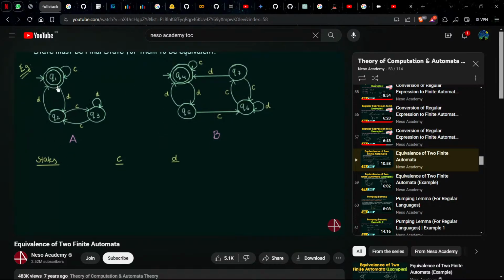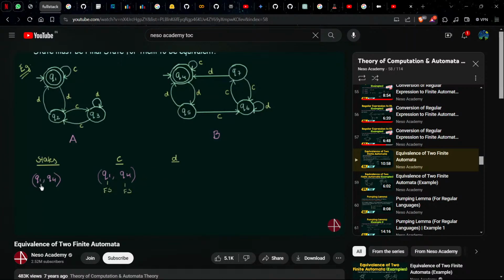For that we have to make pairs of states. So let's make the first pair as Q1 and Q4, since they are the initial states. Let me make a pair like Q1, Q4. We have to see where this Q1 and Q4 go on getting input C and D. So let's see Q1 on input C. Q1 on input C goes to Q1 itself, and Q4 on input C goes to Q4 itself. So here we get a pair of states Q1, Q4, and check if Q1 and Q4 are final states or intermediate states. We see that Q1 is a final state and Q4 here is also a final state. Let me just write Fs to represent a final state. So both of them are final states.